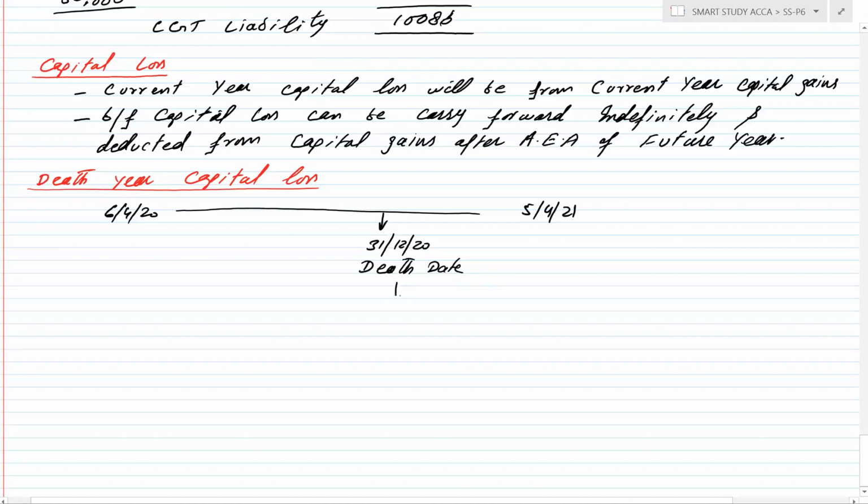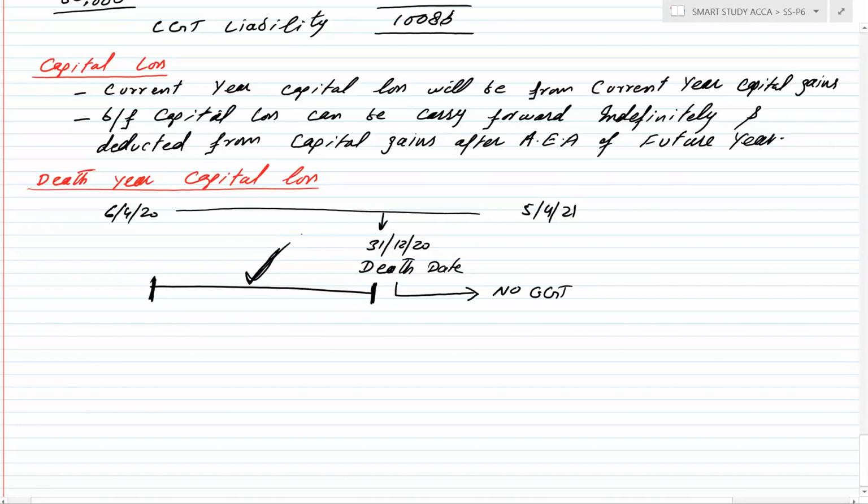There will be no CGT on assets transferred after this date. Because CGT is a lifetime tax, it is not applicable on transfer of assets after the death date of an individual. But what about this duration? CGT is applicable on assets sold during this time. So if there is net gain on disposal of assets during this time, obviously he's going to pay tax on this capital gain.